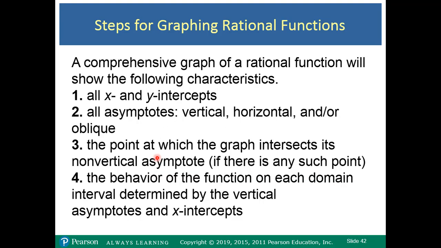And so here are the steps. To have a comprehensive graph of a rational function, we're going to show the following characteristics. One, all x and y intercepts, we've got to find those, so that's part of the graphing process. Two, find and map all of the asymptotes, vertical, horizontal, and or oblique. Three, the point at which the graph intersects the non-vertical asymptotes, if such a point exists. And four, the behavior of the graph within each interval of the domain. So we're going to split this up into intervals and test each interval, determined by the vertical asymptotes and the x-intercepts.